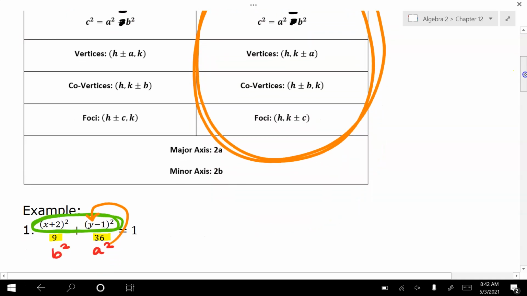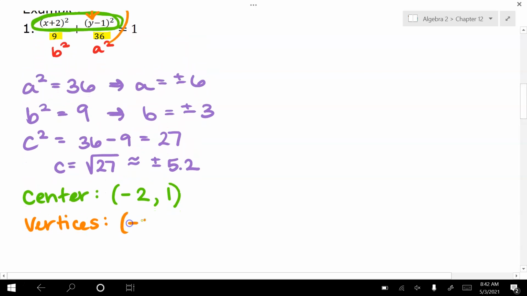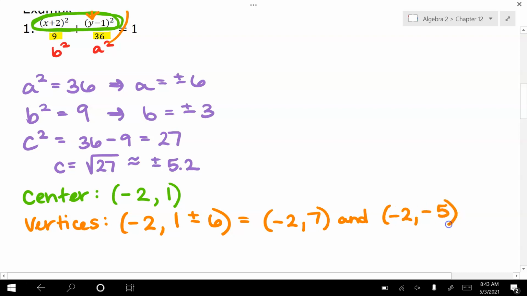All right, so that's just going to change our vertices just a little bit. We're not going to do anything with the h value. We're just going to leave it negative 2 instead. We're going to do 1 plus or minus 6. So that's going to be negative 2. 1 plus 6 would be 7. And then negative 2, 1 minus 6 would be negative 5. So those are going to be my vertices.